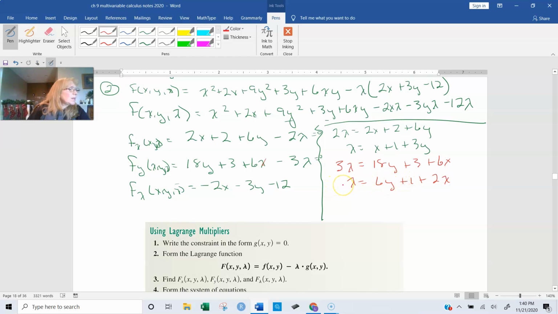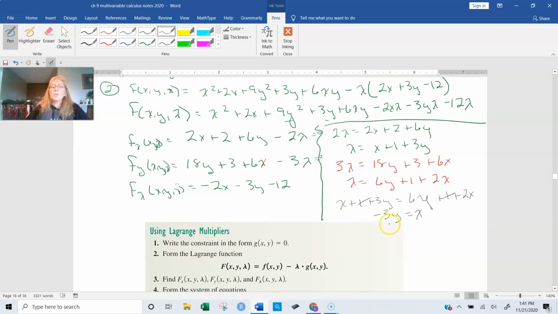All right, now when we look at this, we can solve for x or y. So let's put these equal to each other. I know that x plus 1 plus 3y is equal to 6y plus 1 plus 2x. I'll subtract the 1's and those are gone. Let's subtract the x and the y. So that's going to give me a minus 3y on this side equals x on this side. So x equals negative 3y.